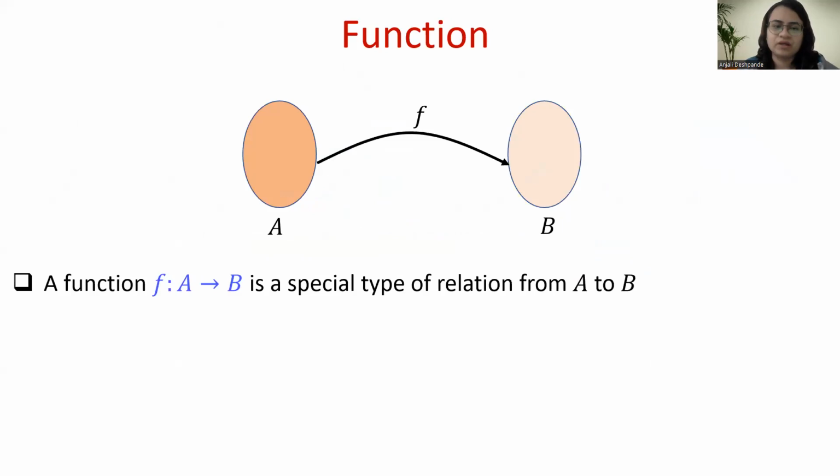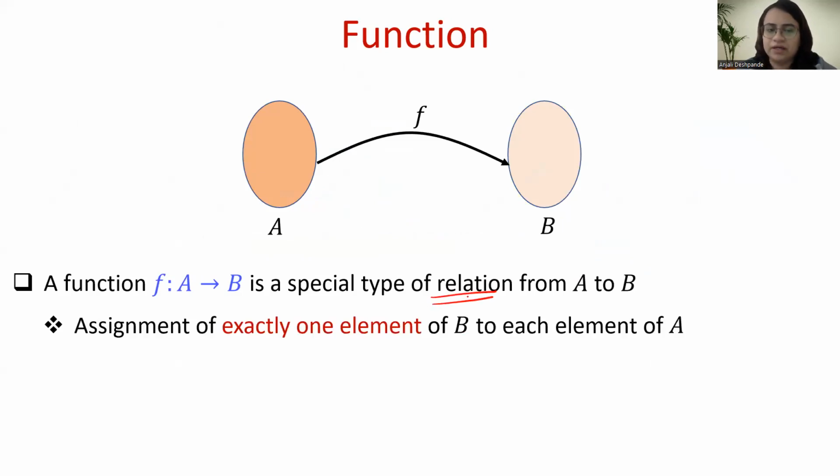Now we are going to see another concept of functions. So till now we saw relations. Now we are going to define what are functions. Here a function f from a set A to set B is a special type of relation. Here there is an assignment of exactly one element of B to each element of A. So this is the speciality of this relation to be a function.